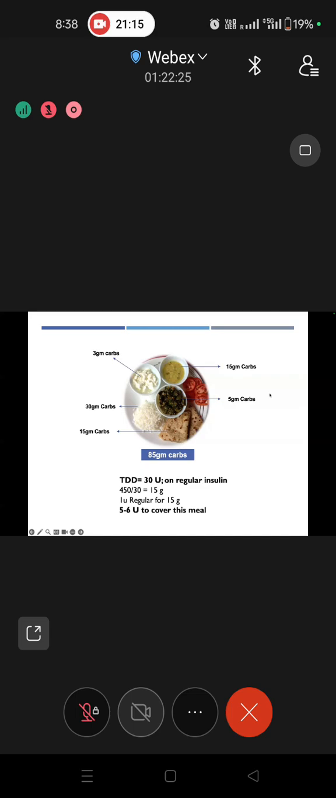Then if hypoglycemia occurs before insulin dose, what should we do? So I already explained. You first treat the hypoglycemia episode, and then ensure that the blood glucose has risen up to at least 100 milligram per dl, and then we can give the dose of insulin by giving a negative correction.